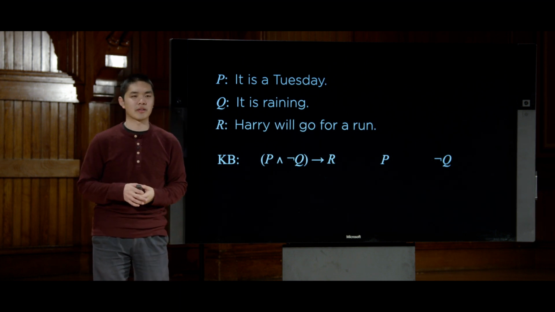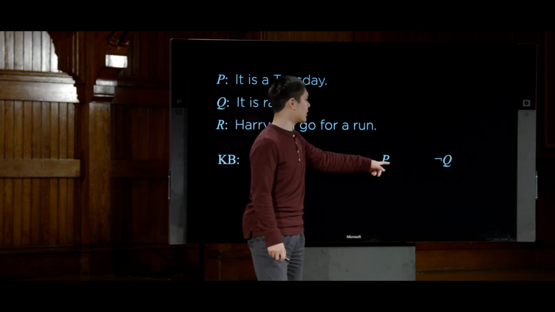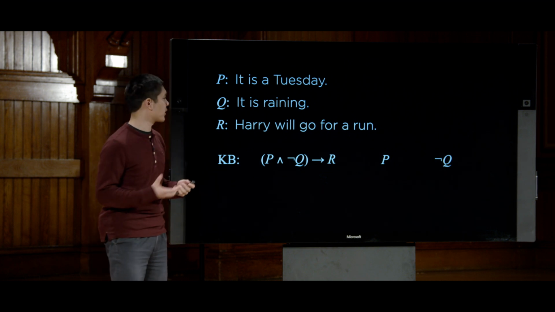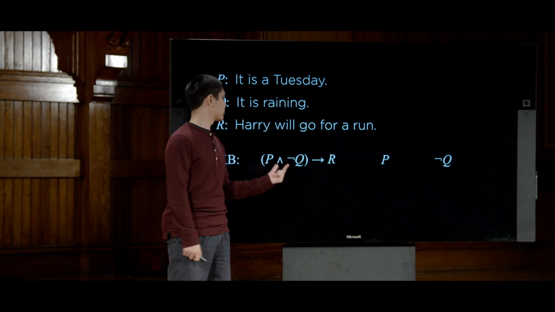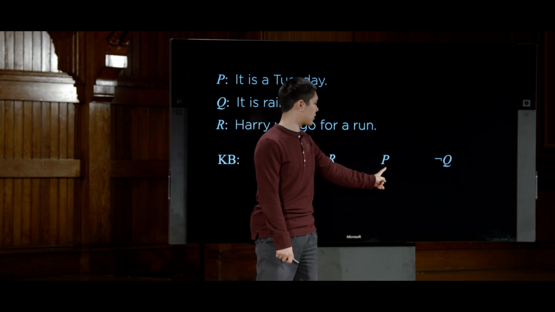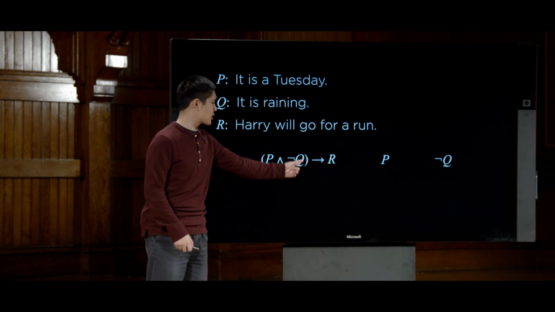And those are the three sentences that we have access to: P and not Q implies R, P, and not Q. Using that information, we should be able to draw some inferences. P and not Q is only true if both P and not Q are true. Well, all right, we know that P is true, and we know that not Q is true. So we know that this whole expression is true.